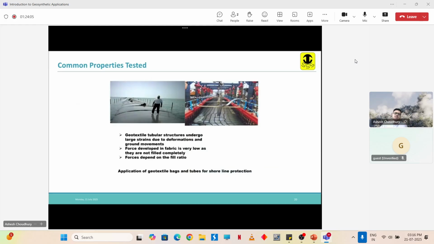They undergo a large amount of strain because there is impact of waves. There is a lot of movement. Waves are coming, there is a lot of movement, but the force is not that much. And the forces depend on the field issue. Application of geobags and tubes for shoreline. This is the application of the geobags and geotubes for shoreline protection.